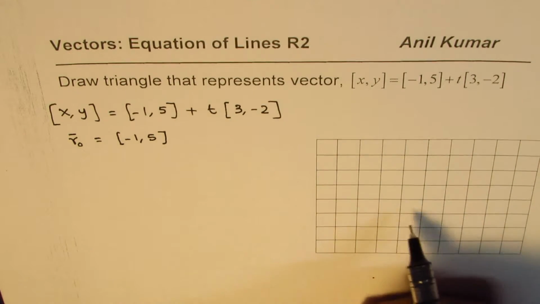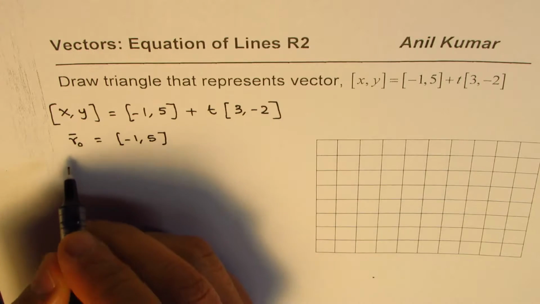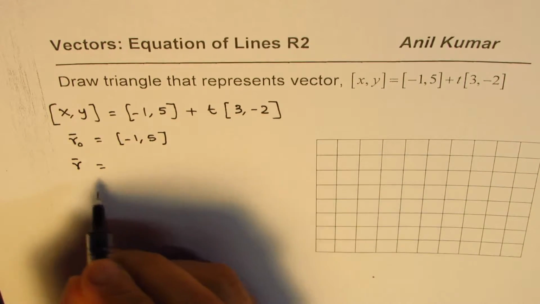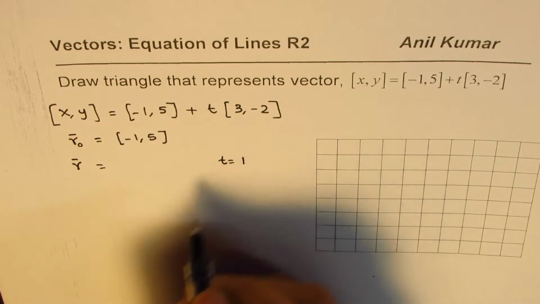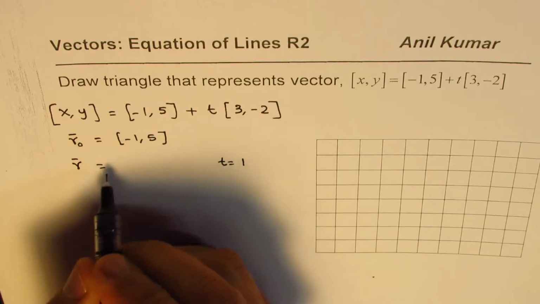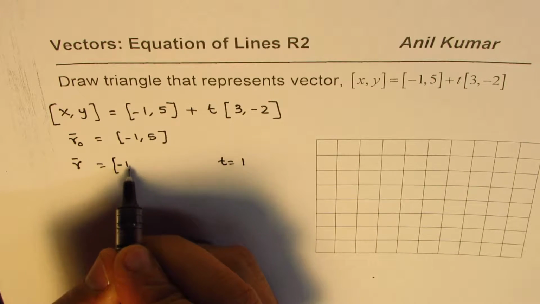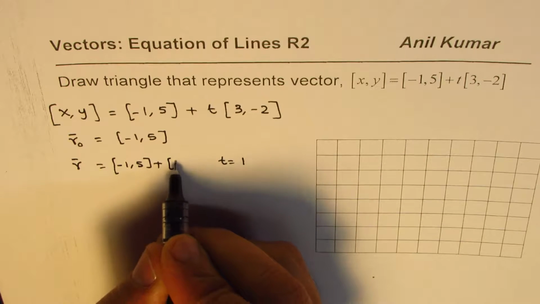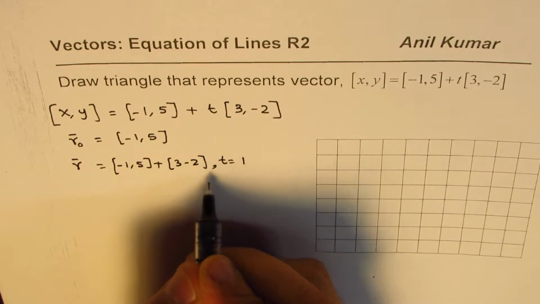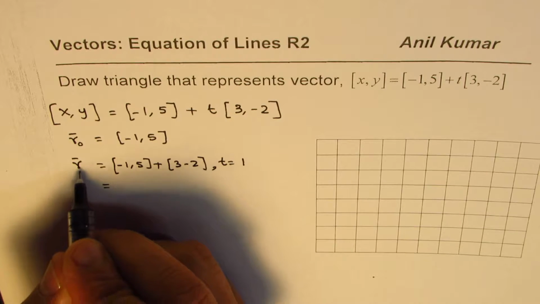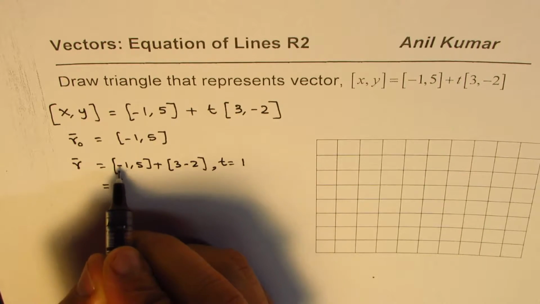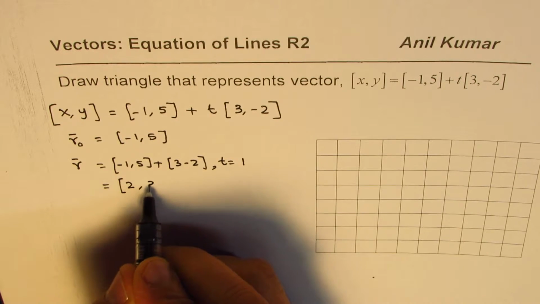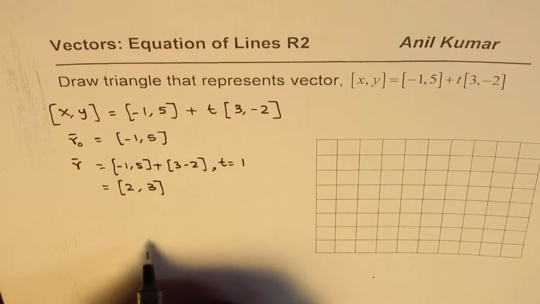We can find any other general vector on this line, let's say that is r, by placing some value to t. So if I write t equals to 1, what do I get? I get (-1, 5) plus (3, -2), right? So this is when t is 1. So the vector r, which we get, is -1 plus 3 is 2, 5 minus 2 is 3, right? So that is the second vector.